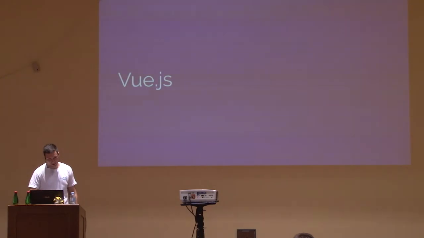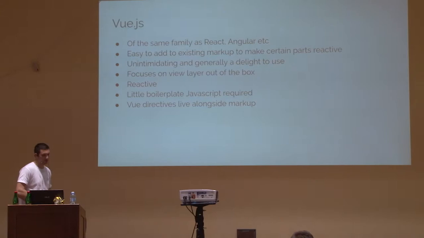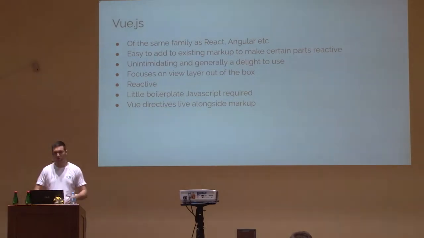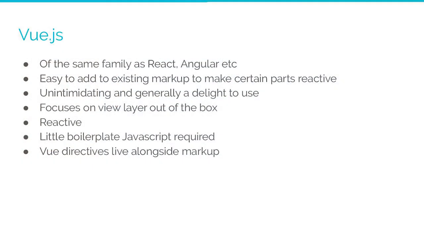Now a little bit about Vue.js. Vue.js is coming from the same family as React or Angular. It's called a Progressive JavaScript Framework. What we like about it more than others is that it's easy to add to existing markup to make certain specific parts of it reactive. It focuses on the view layer out of the box, but you can add more to it.